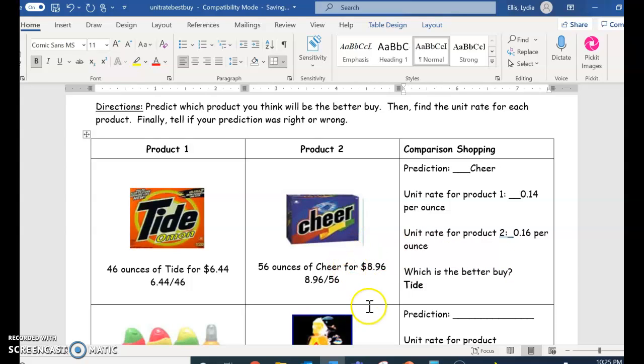And that's how you fill this sheet out for each item. You have to do your prediction, and it doesn't matter. Your prediction is not right or wrong. It is just a prediction on what you think. Calculate the unit rate. I just showed you how to put the numbers in the calculator. Your price always goes first, divided by the ounces, and then say which is the better buy.